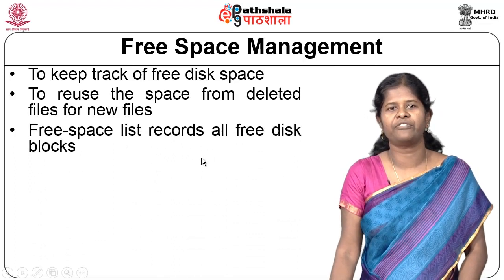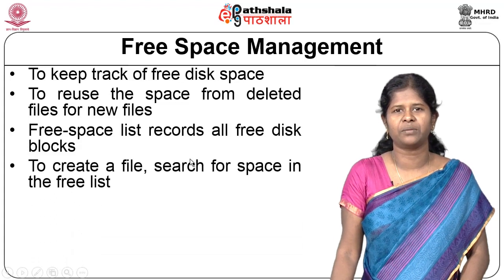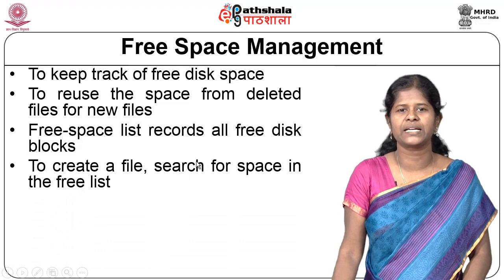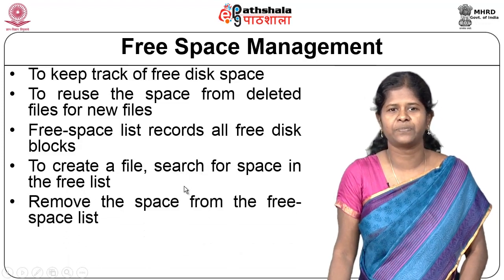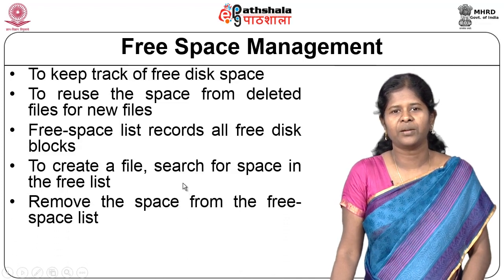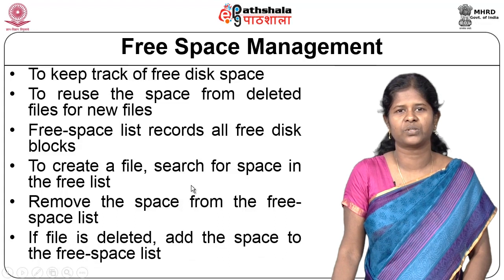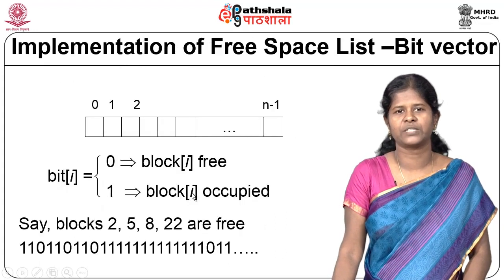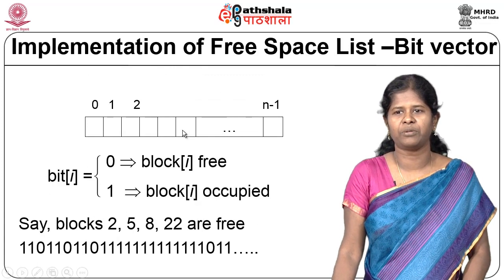So, there is something called a free space list which will record all the free disk blocks that are kept in the memory. Whenever you create a new file, you look into this free space list to find disk blocks that are free and allocate them for the file that is being created, and remove that space from the free space list after allocating it to the file. If a file is deleted, you can add the space to the free space list. So, there are different ways in which this free space list can be maintained.